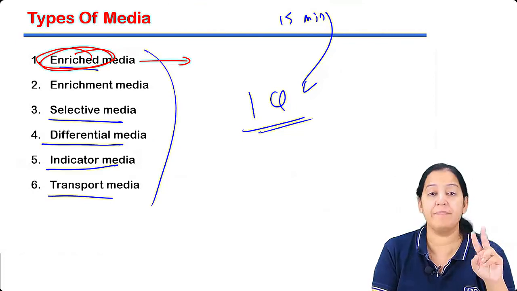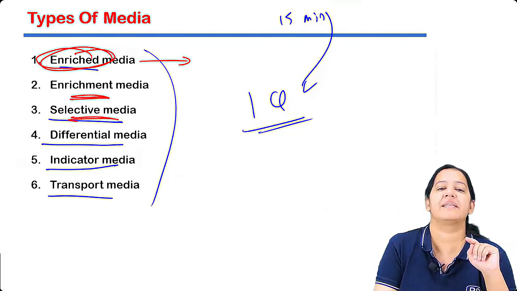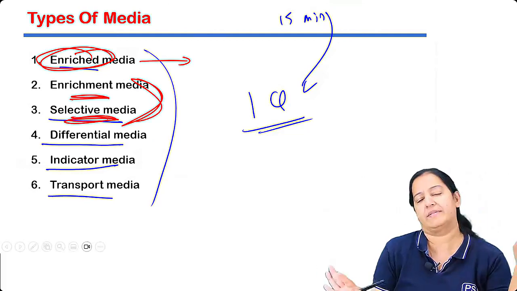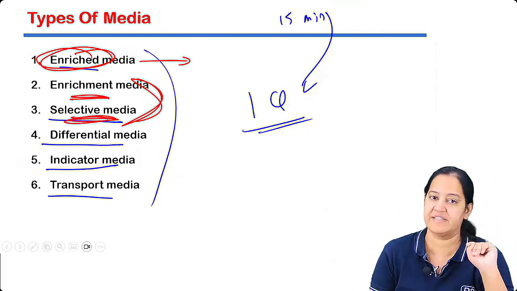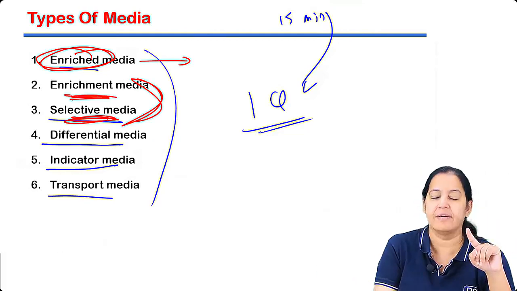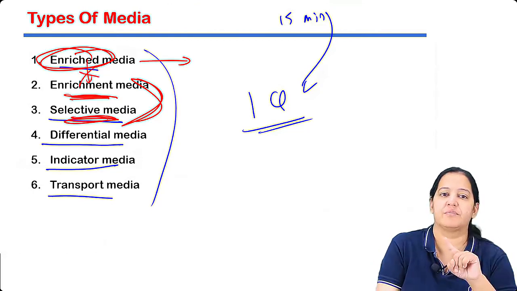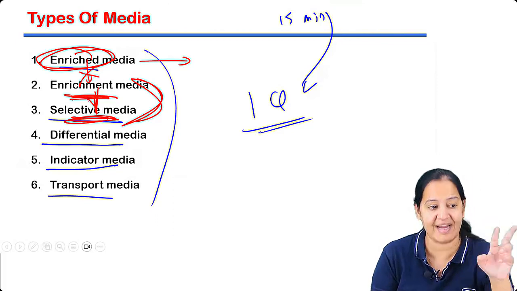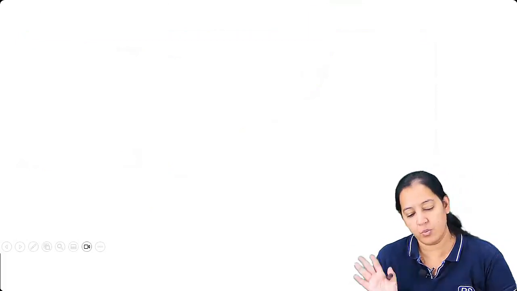The next 2 I am taking together. Enrichment and selective. These two are similar. I will tell you only one difference. Enrichment has nothing to do with enriched. Enrichment is a twin brother of selective. Enrichment and selective are the same. It does not mean enriching. So what do they mean?